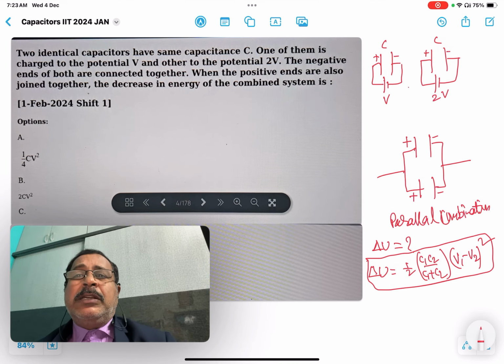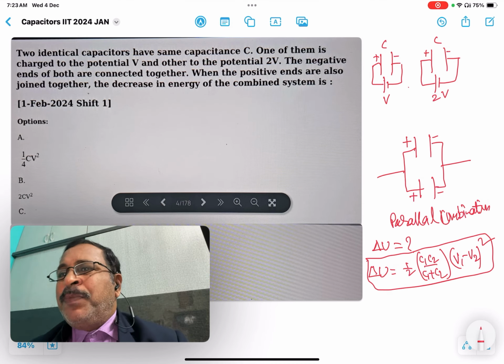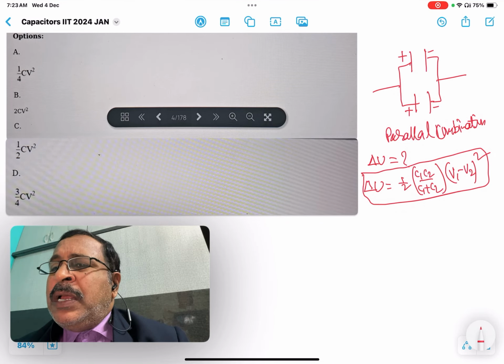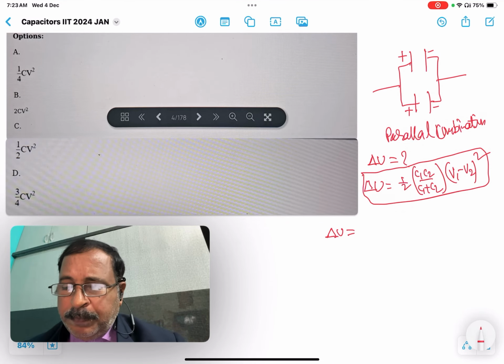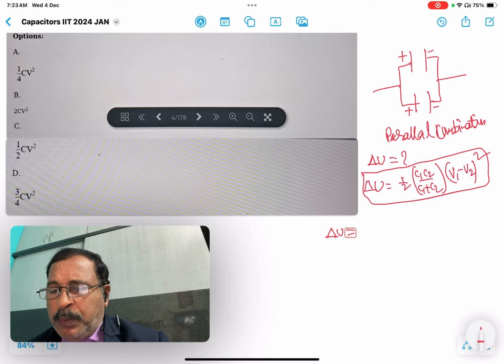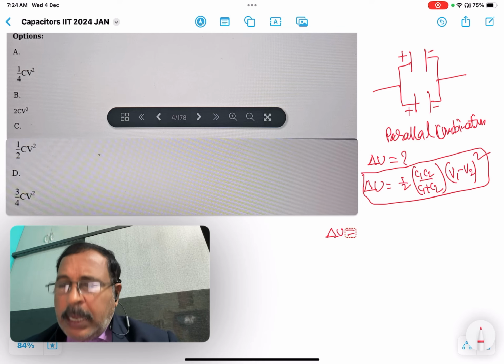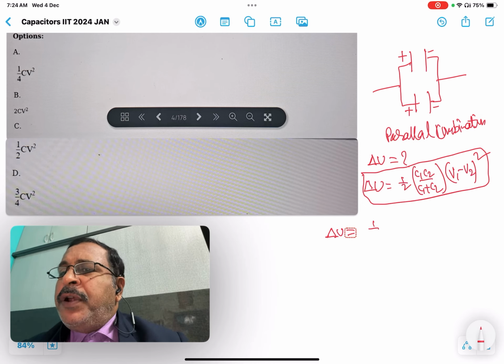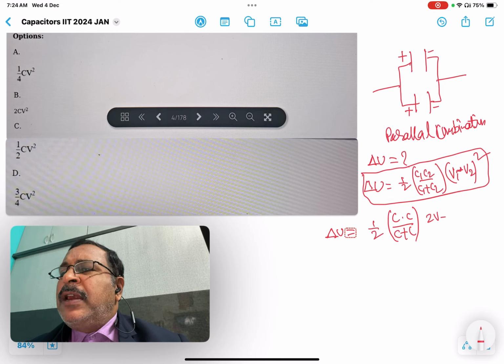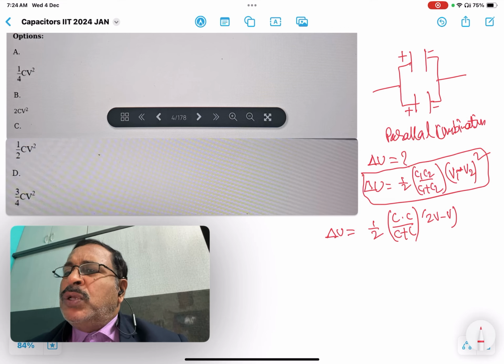Based on this concept, they are asking the question. So let us do the calculation. Delta U is equal to, what happens? Tell me delta U. Okay, so half into C by C plus C into 2V minus V or V minus 2V, whatever it may be. So it is the difference, okay? So 2V minus V whole square.